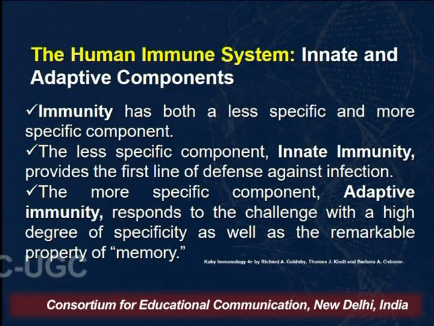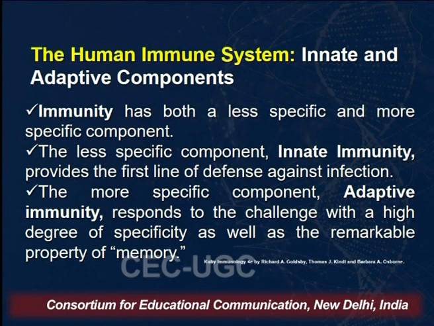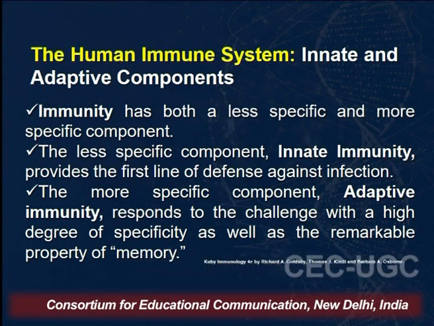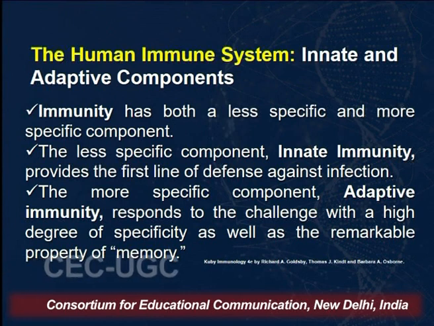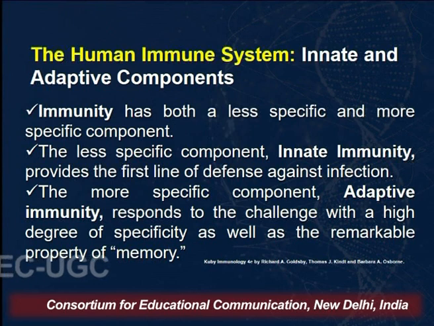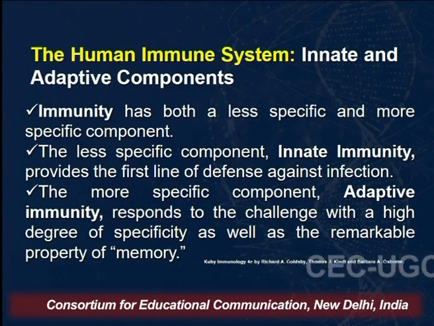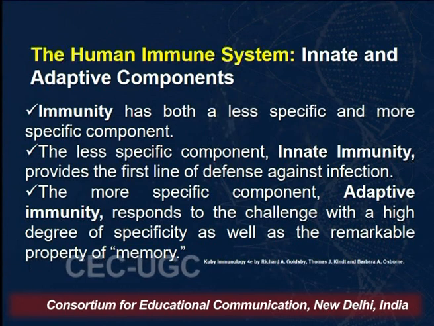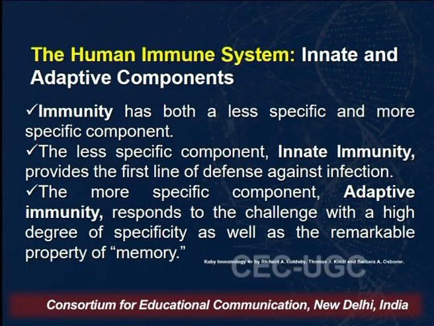So as we know, immunity is the one which helps us fight foreign particles in a more specific way. Now the immune system has both specific components and lesser specific components. One part is called innate immunity, which provides the first line of defense against infection, and the most specific component is the adaptive immunity, which has a higher degree of specificity and produces a very remarkable property of memory. So the memory cells are produced in this particular case.